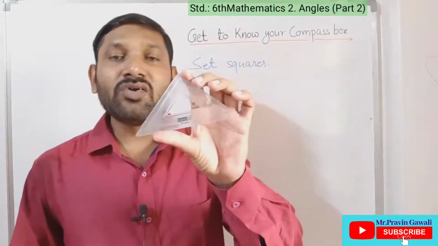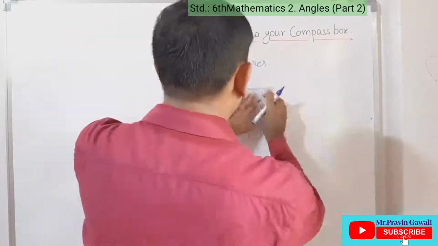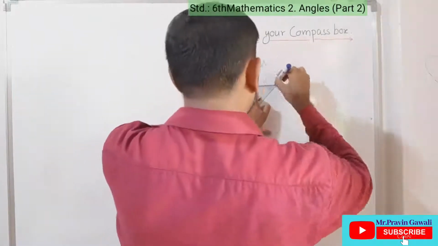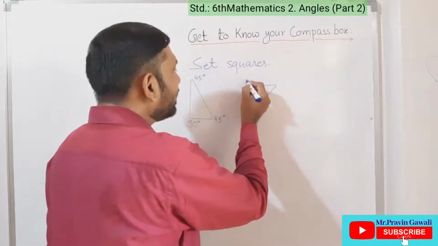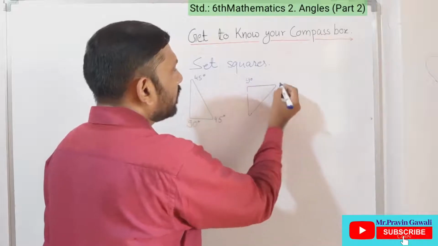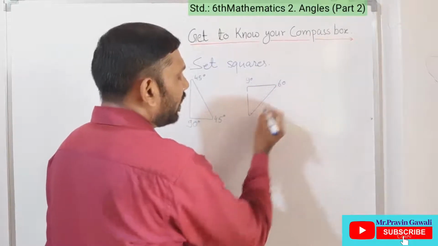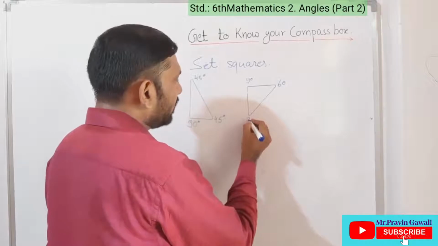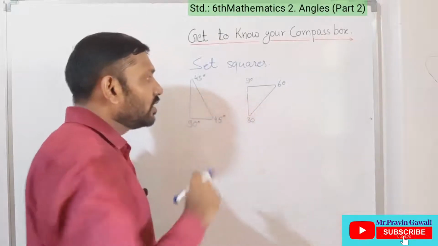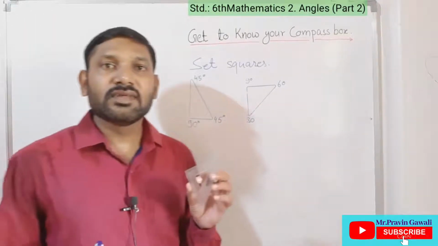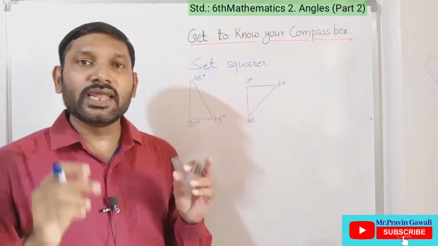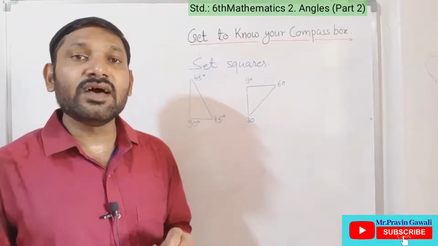Now I will tell about this set square. So this is 90-degree, this is 60-degree, and this is 30-degree. Have you understood about these set squares now? Very good. One more last instrument of the compass box.